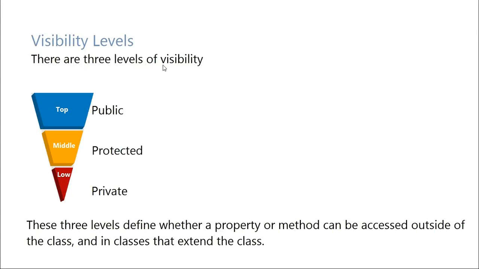There are three levels of visibility: public, protected, and private. These three levels define whether a property or method can be accessed outside of the class and in the classes that extend that class.